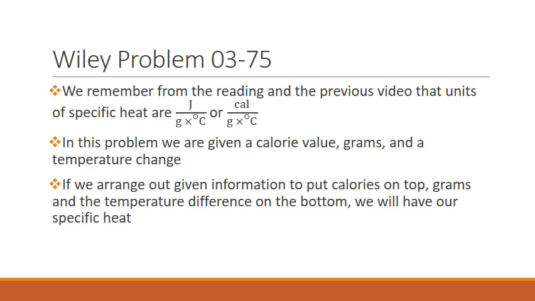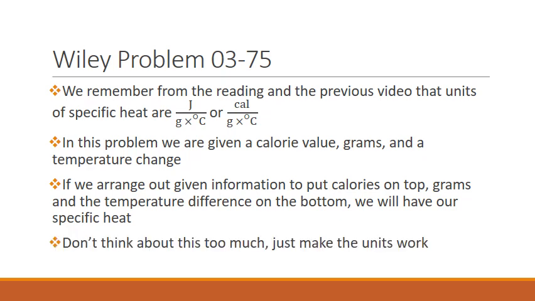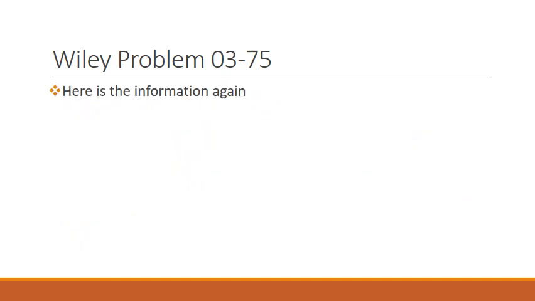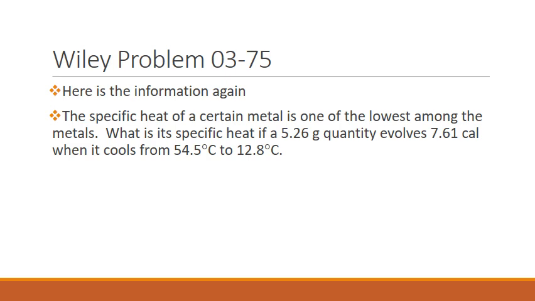We arrange our given information. We'll put calories on top, grams and temperature on the bottom, do our math, and we will have our specific heat. One of the keys to this, don't think about this too much. Just apply your given information, make the units work. Here's the problem information again. So what we do to find our specific heat, we're going to put calories on the top, 7.61. We will put our grams and our temperature change on the bottom. That will give us the correct units.